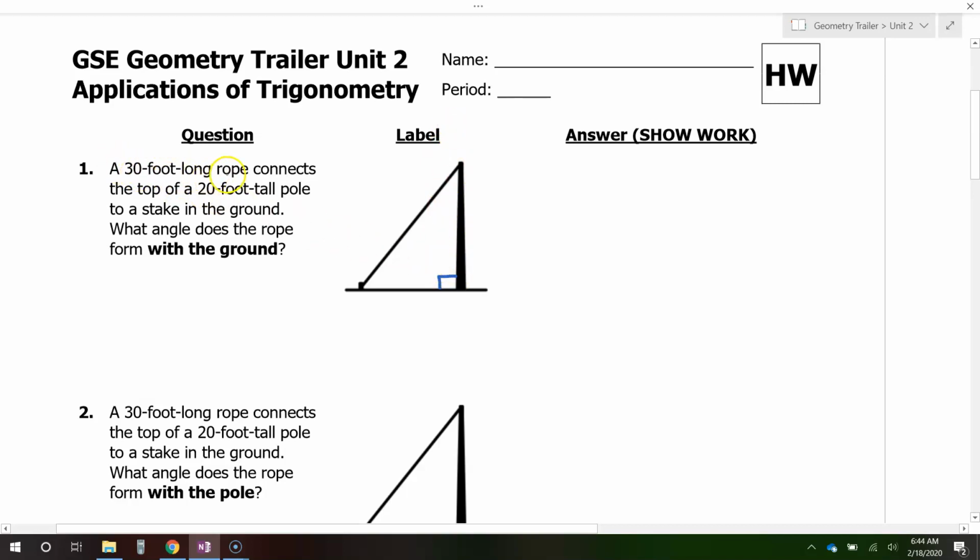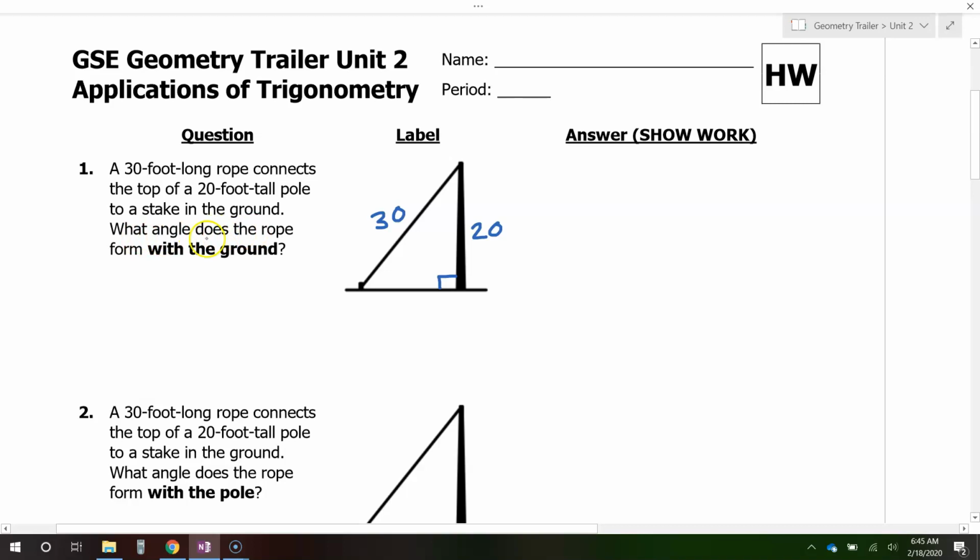There's a 30-foot long rope. So obviously this is the rope right here. So this is going to be 30 feet. And let's see, the pole is 20 feet tall. So that means that this is going to be the 20.